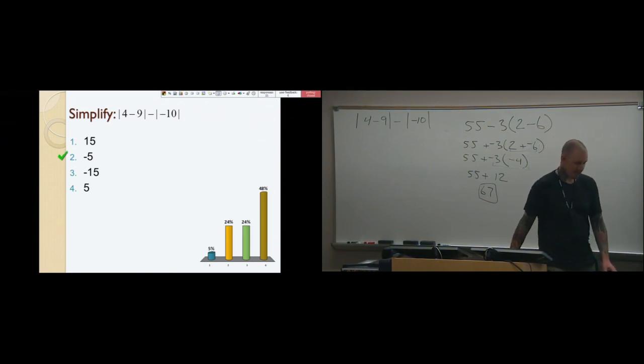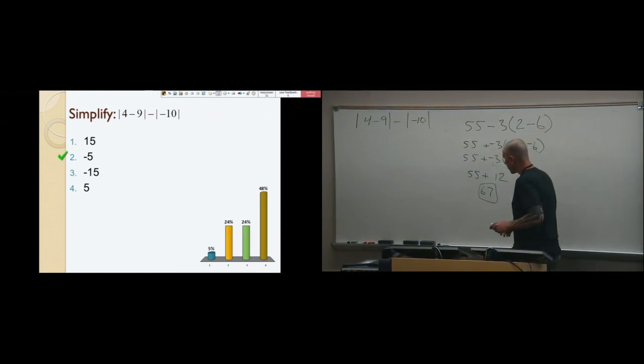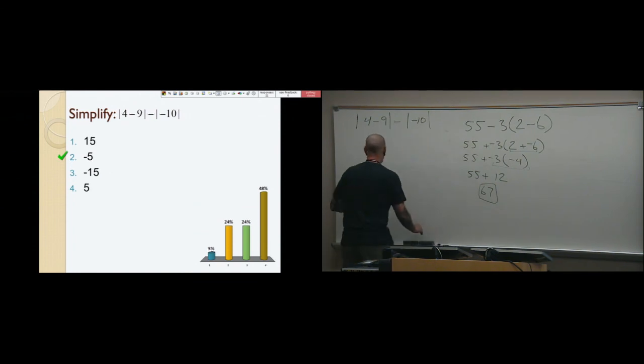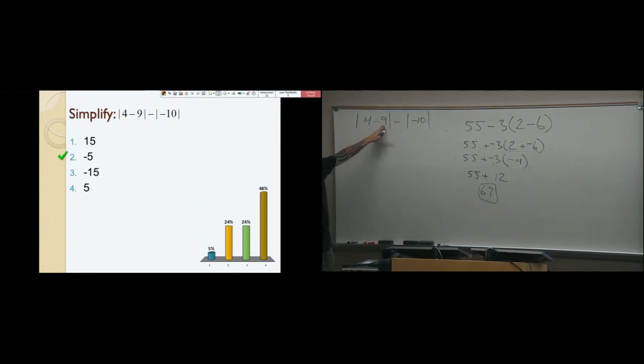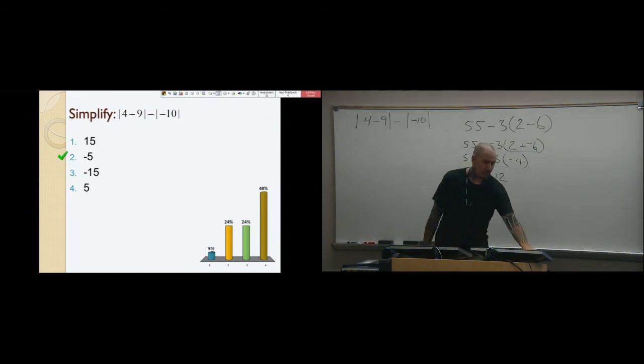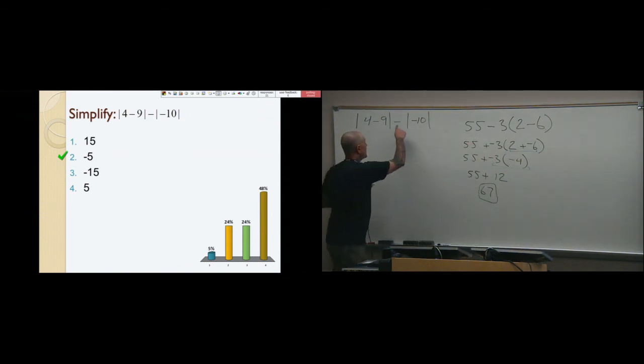All right, so let's look at this one. On this one, we had the absolute value of 4 minus 9 minus the absolute value of negative 10. Now, some folks may have wanted to do addition of the opposite sign, but you can't do that. It's in absolute values. Okay? So we're going to have to work with that subtraction for a moment.